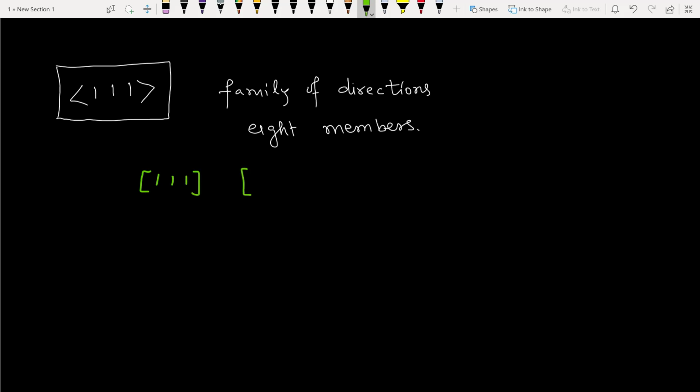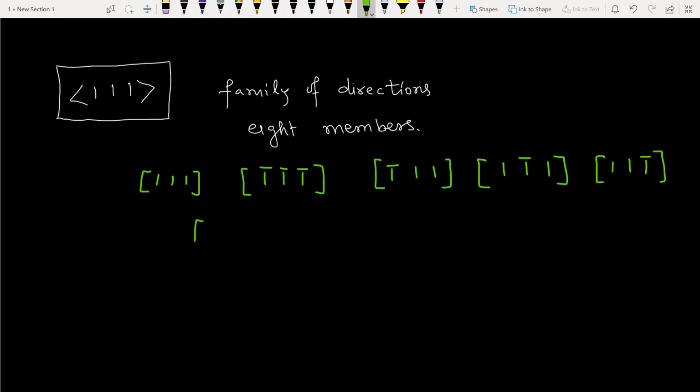1 1 1, 1 bar 1 1, 1 bar 1 bar 1, 1 bar 1 bar 1 bar, and so on. So these are the 8 body diagonals of the 8 cubes, 4 in the same plane, so 4 below.